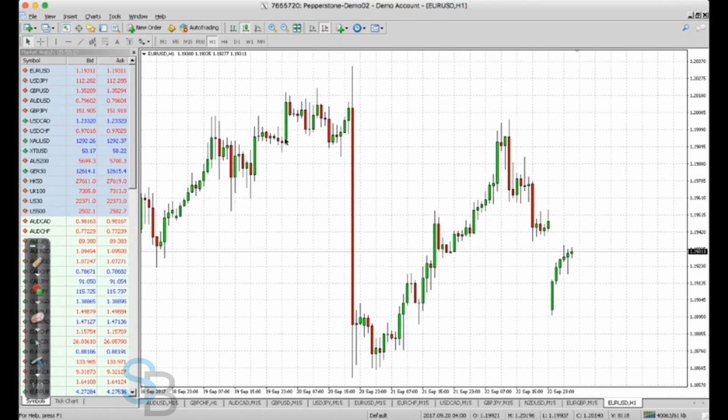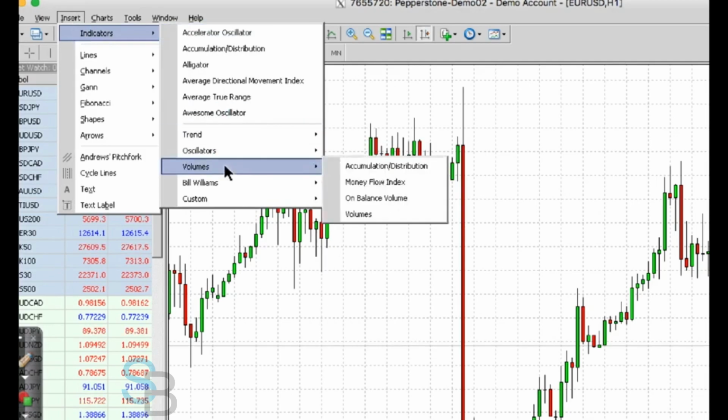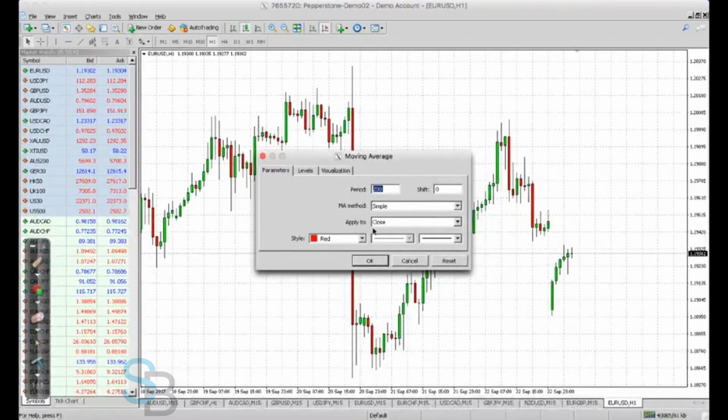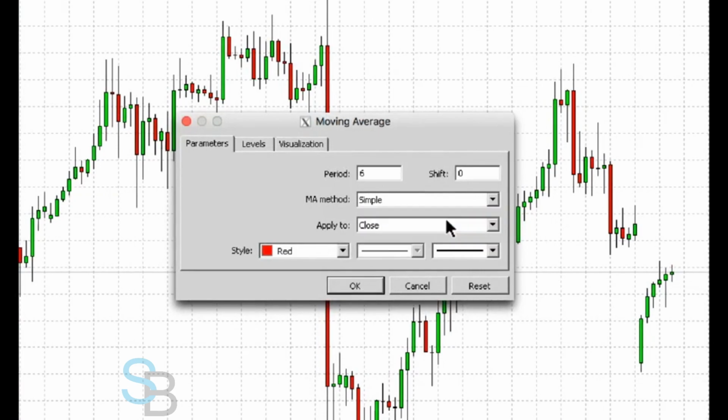Now I'm going to put the moving averages. I'm going to insert indicators, trend, moving average. There we go. So we're going to put 4 moving averages. The first 3 are exponential, so I'm going to click on moving average. First one is going to be the 6 exponential moving average, 6 EMA, red, and I can click OK.